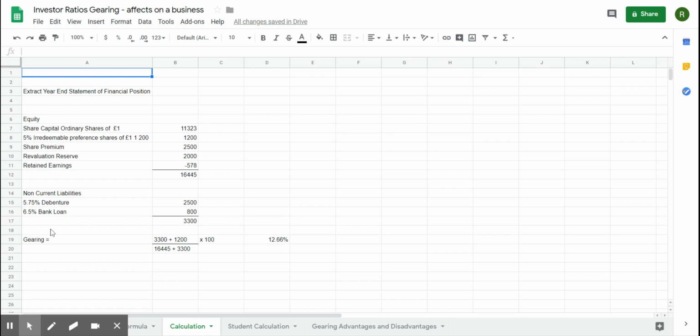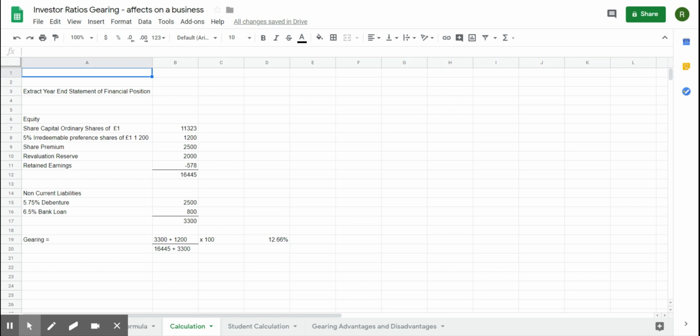I've done an example here of a company, and that company's got ordinary share capital of, and these figures are in millions, 11,323,000. It's got irredeemable preference shares, which is why they're in the equity section and not as a non-current liability. If they'd been redeemable preference shares, they would have stayed in the non-current liabilities. Got some share premium, valuation reserve, and this company's got negative retained earnings, which means at some point it's paid out all of its profits in dividends and perhaps made a loss in the next year.